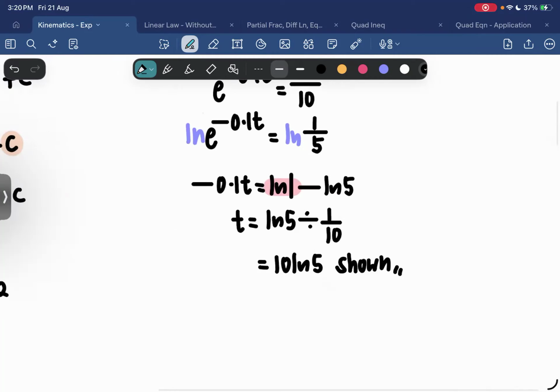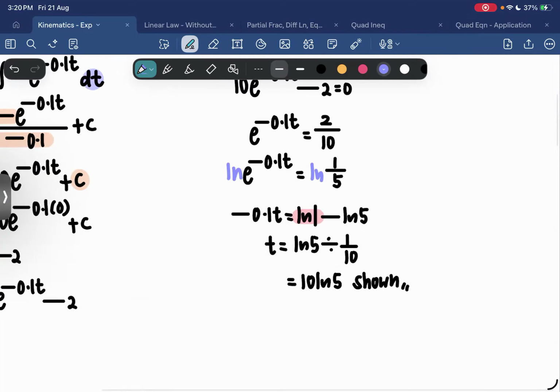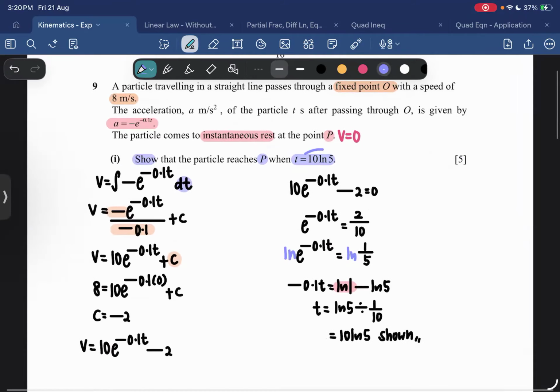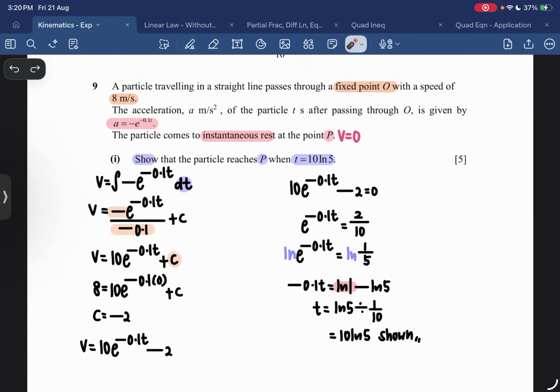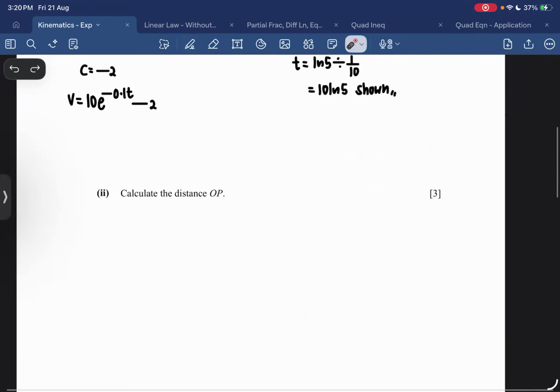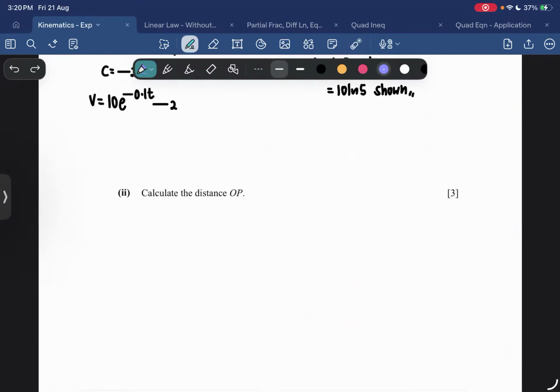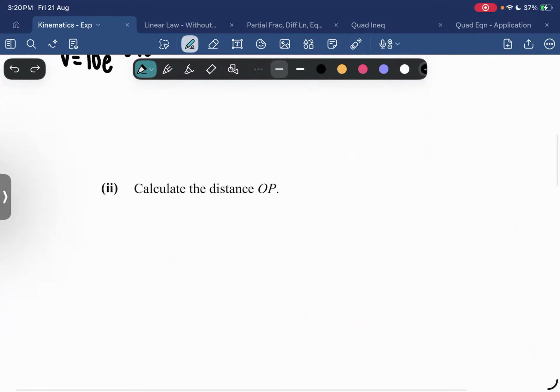If it was not asking for exact, it would be 5SF then 3SF, but this one is a little more troublesome because it's a showing question and they want it exact. So the concept you must know is ln 1 is 0. You're dividing, so change like primary school, divide changes to times. Now you're going to calculate the distance OP. So at P, the time is 10 ln 5.